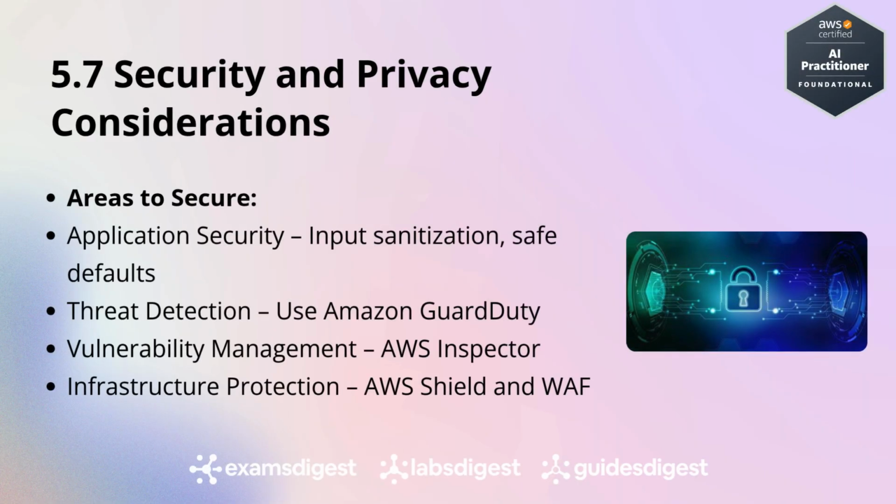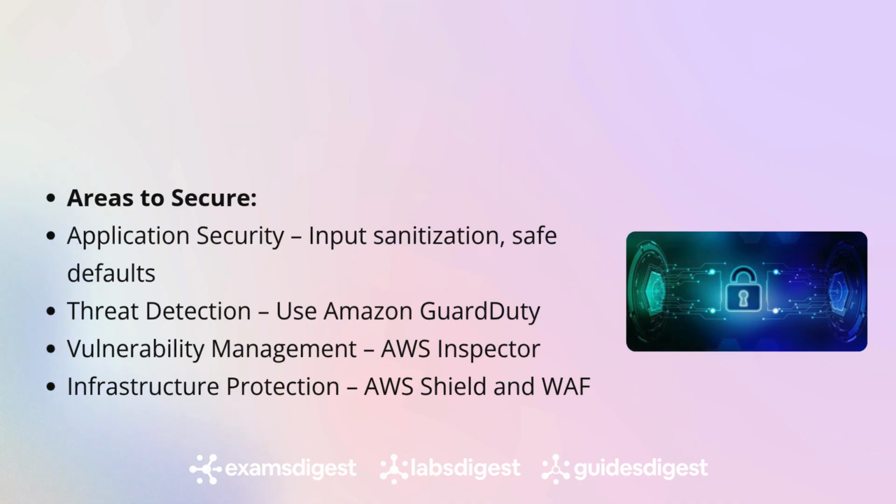Next, let's cover broader security and privacy considerations for AI systems. Your AI application is only as secure as its infrastructure and application layer. That means keeping services and libraries up to date, monitoring for threats using tools like Amazon GuardDuty, managing vulnerabilities with Amazon Inspector, and enabling infrastructure protection through AWS Shield.